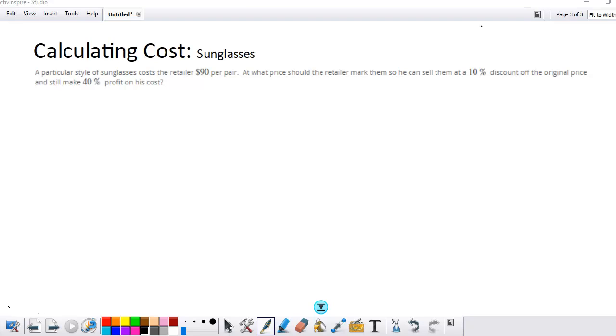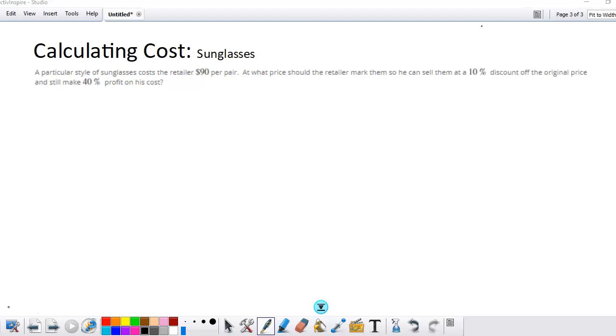Calculating cost, sunglasses. This is the second calculating cost problem I've done, so I won't go into explaining quite so much where the formula we use comes from. I did that in the first one, which covered calculating cost buying a ring. It is the same exact process, whether it's sunglasses, a ring, a used car, whatever the program throws at you, the process is the same.